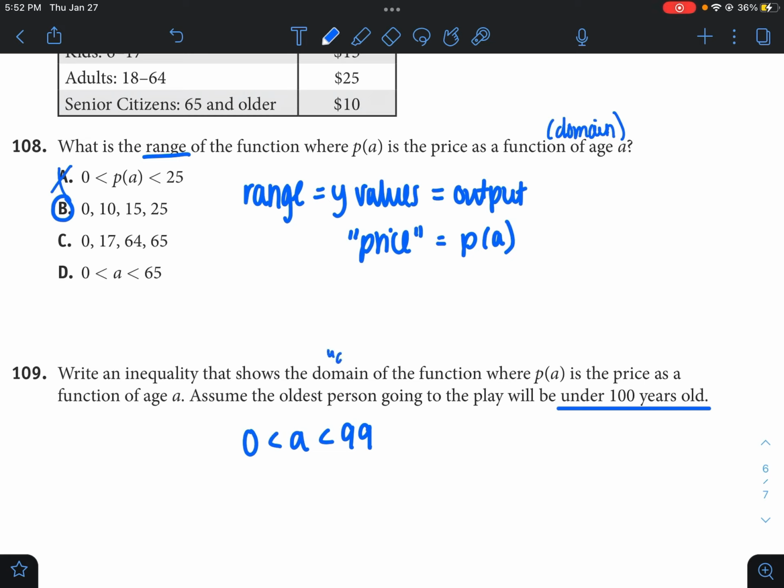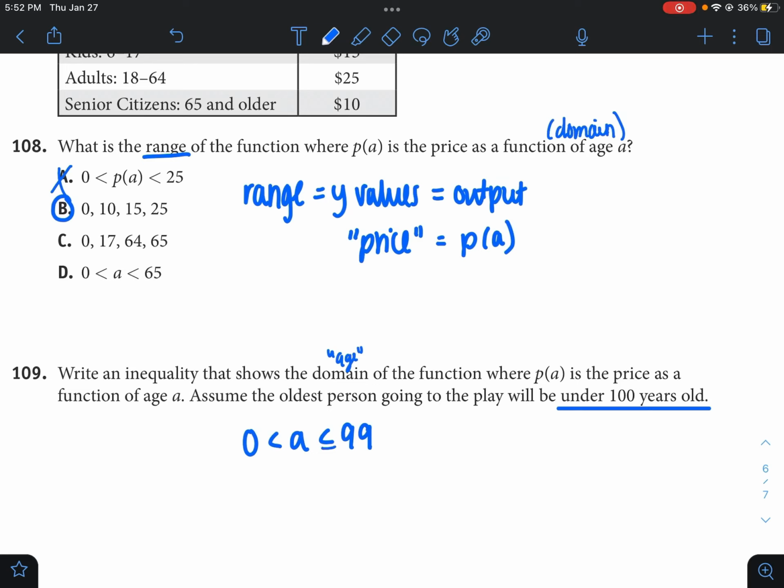All right, then for number 109, write an inequality that shows our domain, which is, again, our age of the function. And again, it says assume that the oldest person will be under 100 years old. So, what we can say there is 0, right? Because we got to be greater than 0. We can't be 0, right? That would mean you're unborn. Up to 99. Or you could also say up to and including 99.